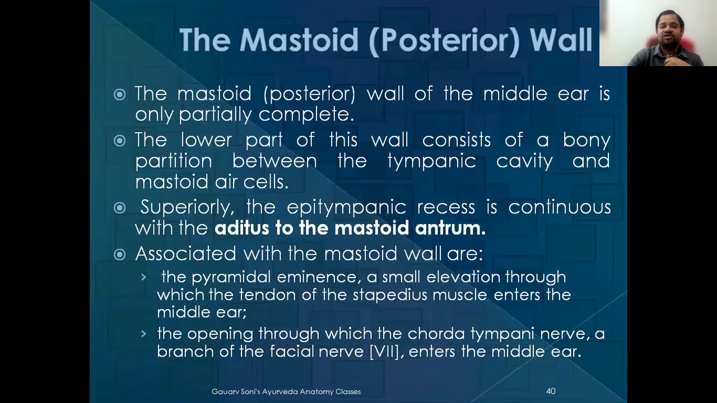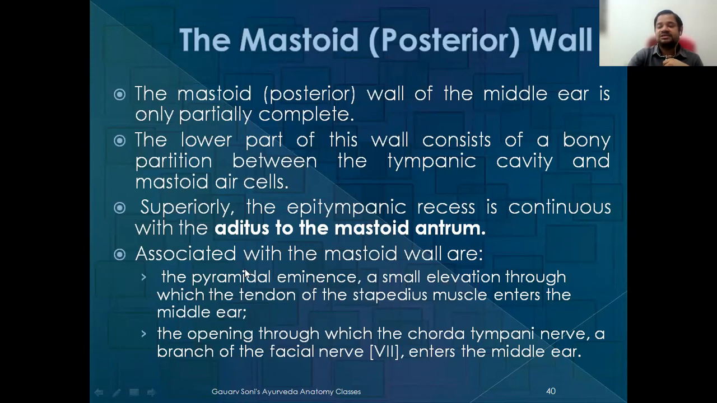Next one is the posterior wall or mastoid wall. It is an incomplete wall or only partially completed. The lower portion of this wall consists of a bony partition between the tympanic cavity and mastoid air cells. The posterior wall on the lower side has a wall of bone between the tympanic cavity and air cells, but on the superior side, that is again in the epitympanic recess, it is continuous with the aditus to the mastoid antrum. Aditus to the mastoid antrum means a pathway is there to get connected with the mastoid antrum. The mastoid antrum is the part behind the bones on the posterior side.